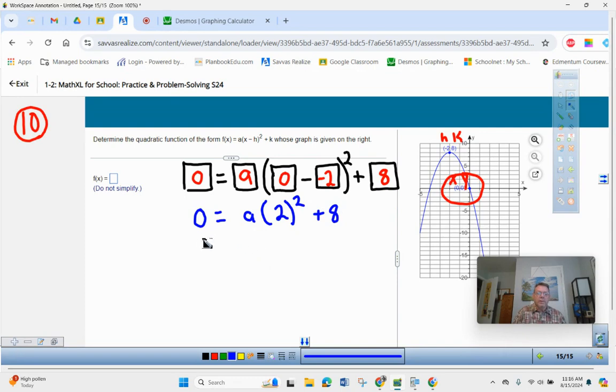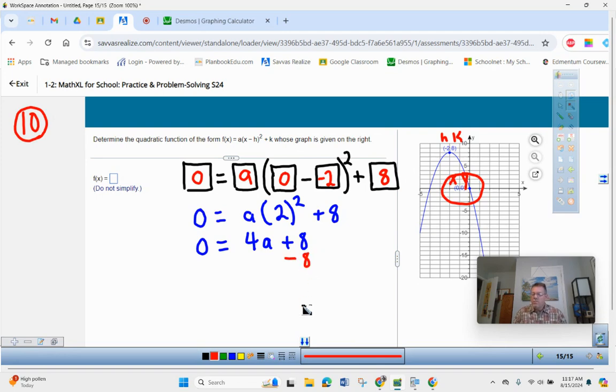And so now let's keep on going. Bring down the 0. Zero's a number. Don't ignore 0. It's a number. And then 2 squared is 4. So that's 4a plus 8. Okay, we got to get rid of the 4 and the 8 to get a by itself. So we're going to do the 8 first by subtracting 8. That's how we get rid of it.